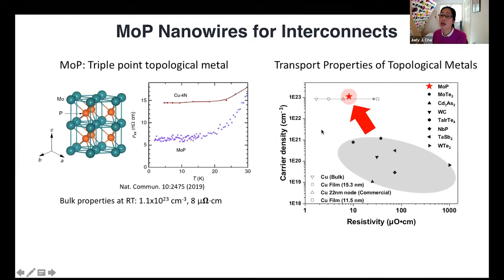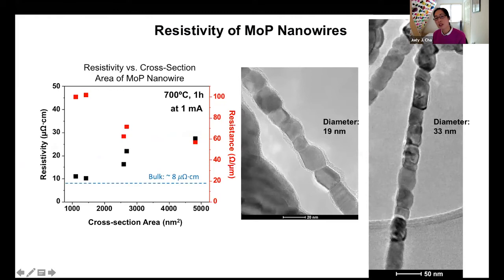So here is the recent data. We make these molybdenum phosphide wires. They're polycrystalline, but you can see that the black dots are the resistivity. The red is resistance. Now that we know cross-sections, we can convert it to resistivity. Down to about 1,000 nanometer square cross-sectional area, the resistivity is similar to bulk molybdenum phosphide. So if you compare this to where copper is, it's not so bad. So we're excited about pushing this further down.